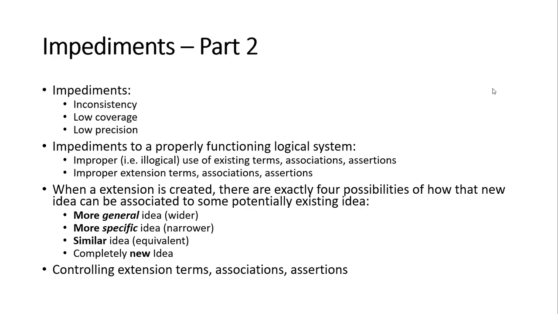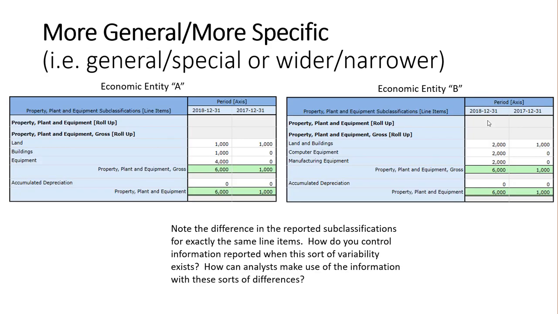And controlling these extensions of terms, associations, and assertions, including the creator of the report moving around existing things, can cause systems to function improperly, and therefore these potential problems need to be controlled. So here is a specific thing that can go wrong.